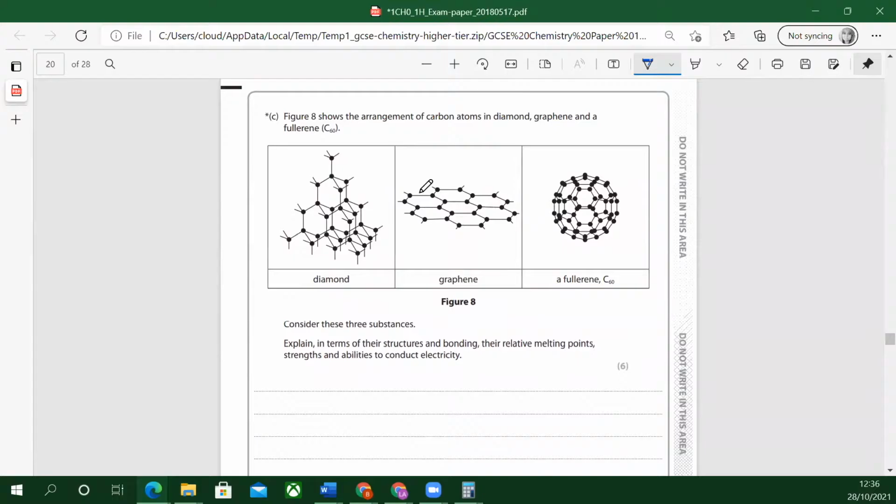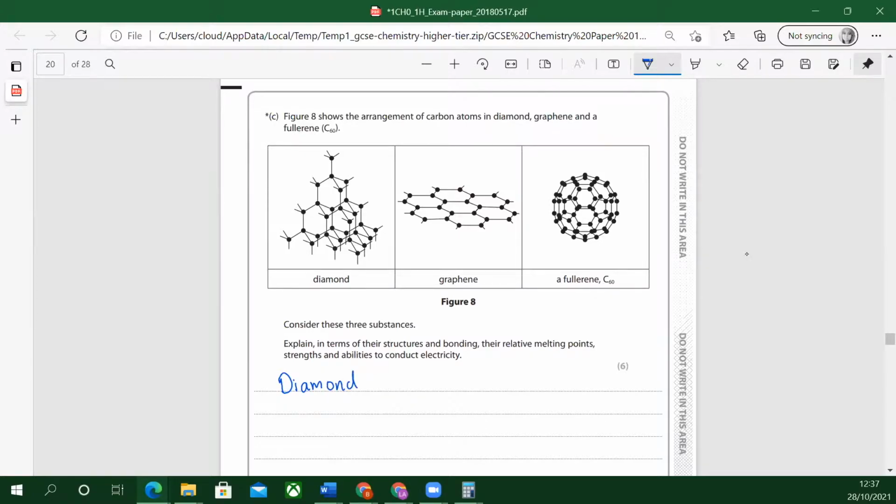Figure 8 shows the arrangement of carbon atoms in diamond, graphene, and fullerene. A fullerene, C60, has 60 carbon atoms. Consider the 3 substances. Explain, in terms of their structures and bonding, their relative melting points, strengths, and abilities to conduct electricity. Okay, so let's have a think. Let's think about diamond first of all.